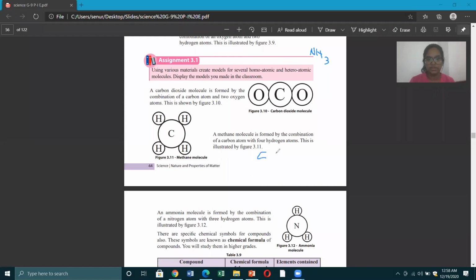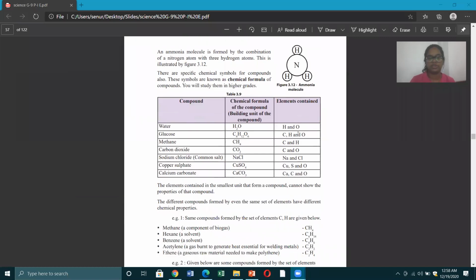C, H, 4. Okay, so this is how you write CH4, and CO2. I'm sure you all know it, and so that's how you do it. Okay. Let's now go to the rest of the part.